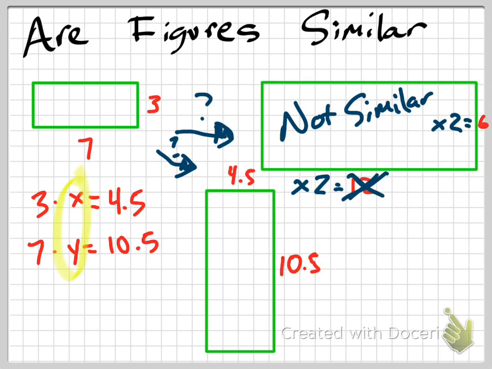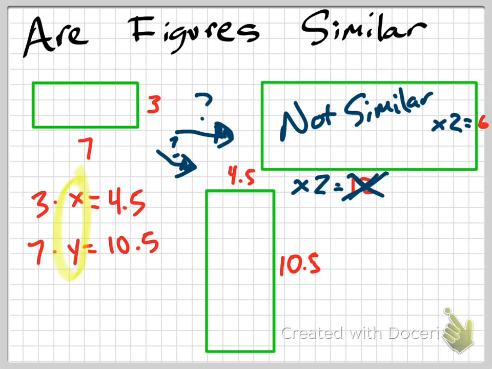If they're not the same, then we've found out that they're not similar shapes. Well, we might need to do a little bit of thinking to figure out what I multiplied 3 by to get 4.5. Remember, we can work backwards. We can use the inverse operation.